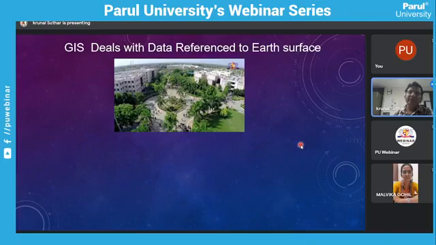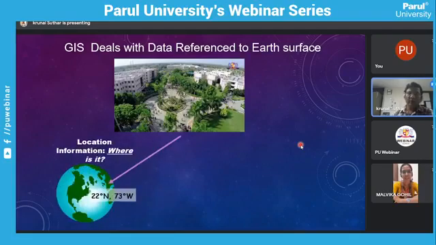GIS deals with reference data on the Earth. You can easily interpret this as the image of Parul University. But how can you define Parul University on the Earth's surface? We have to provide its latitudes and longitudes on the Earth's surface, where it is exactly. So this is my geolocation.